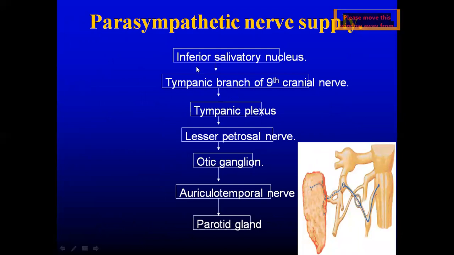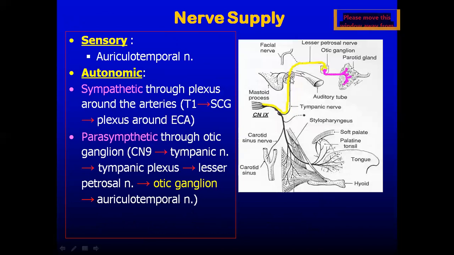The parasympathetic nerve supply comes from the inferior salivatory nucleus, tympanic branch of the glossopharyngeal nerve, tympanic plexus, lesser petrosal nerve, via the otic ganglion, and the auriculotemporal nerve supplies the parotid gland. Sensory supply comes from the auriculotemporal nerve. Autonomic is sympathetic through the plexus around the arteries, the external carotid artery.